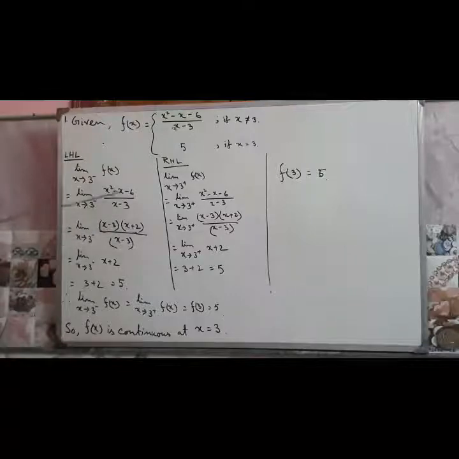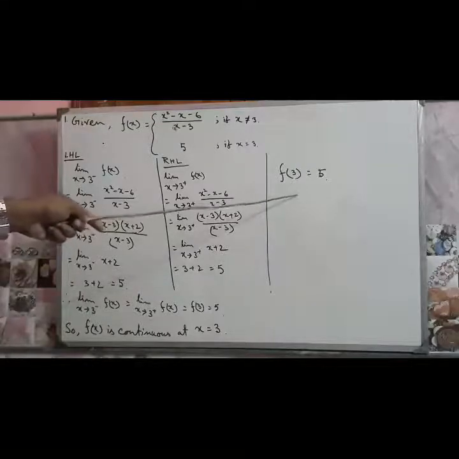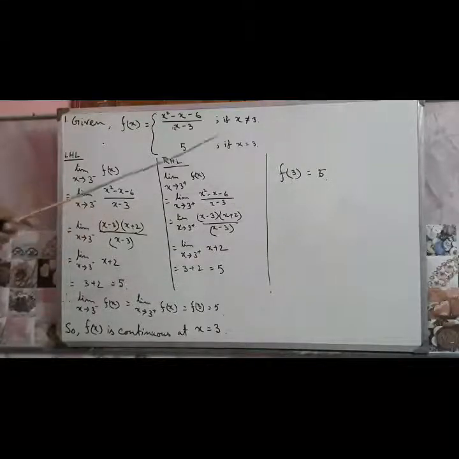Okay, factorize the numerator. The factor x minus 3 will be eliminated in the numerator and the denominator, and you will get x plus 2. So the limit as x tends to 3 minus of x plus 2 is equal to 5. In case of the right hand limit, the process and calculation are the same, and f of 3, the functional value at that particular point, is given as 5.